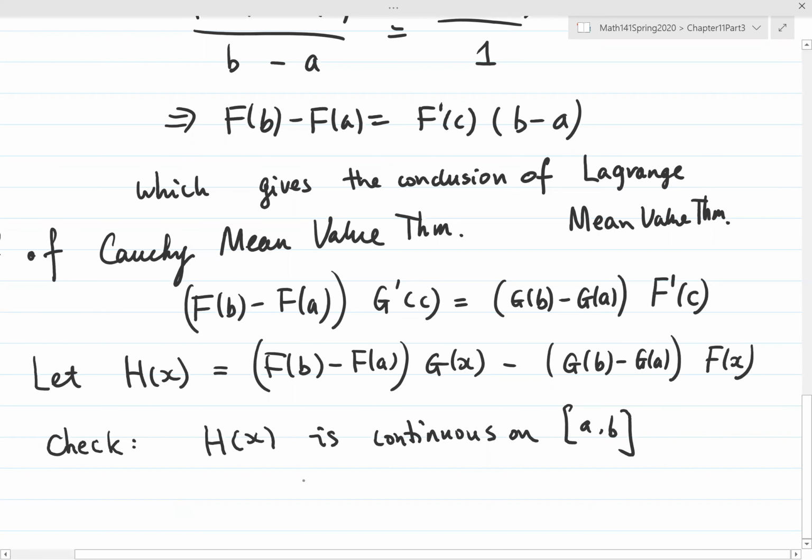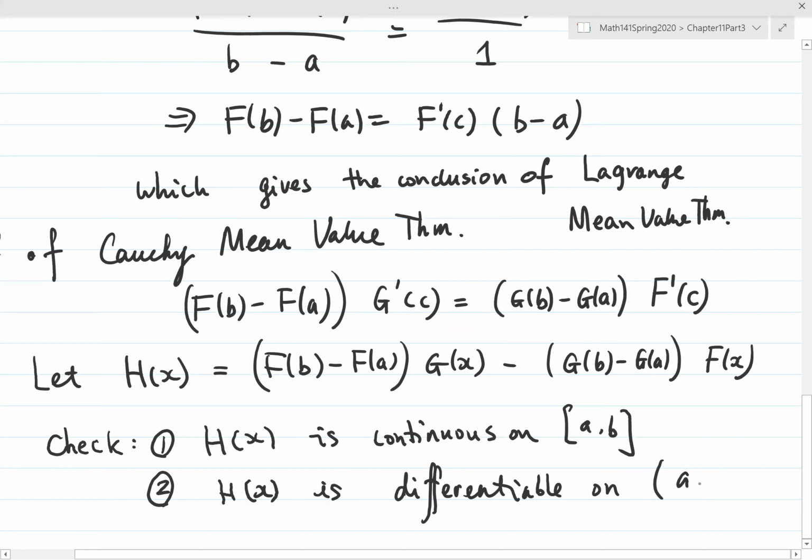Now, H(x) is differentiable. Of course, it's differentiable. Differentiable functions, their linear combination is again differentiable, differentiable on the open interval (a, b).